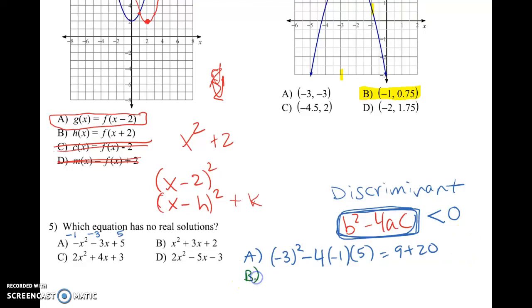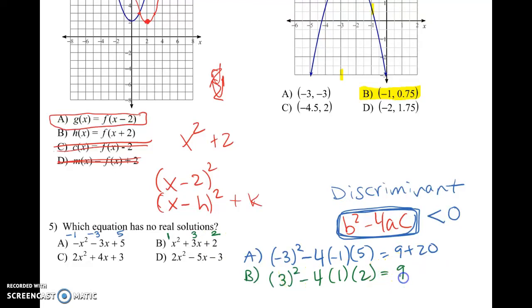Let's try B. B, I have 1, 3, and positive 2. So let's see, b squared is 3 squared minus 4a, and then c was 2.